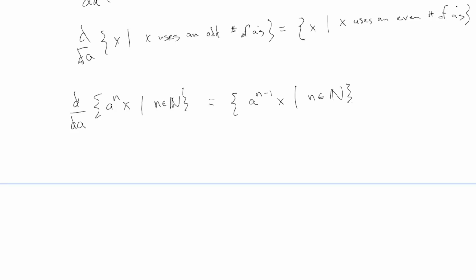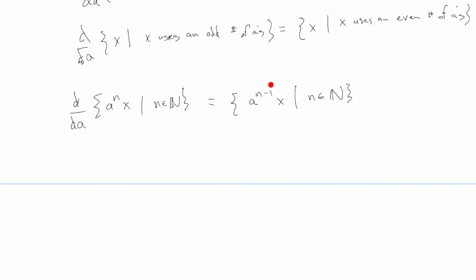You started with a string which had a bunch of a's at the beginning, and all you do is just cancel off one of those a's. So one little technicality is you may look at this and say, what does this mean? Remember, the natural numbers can include 0. What does it mean if the n really was 0?